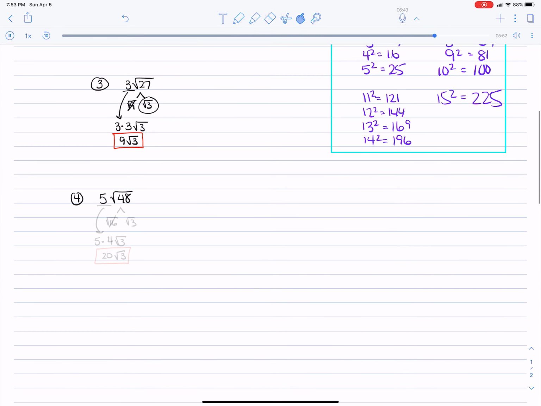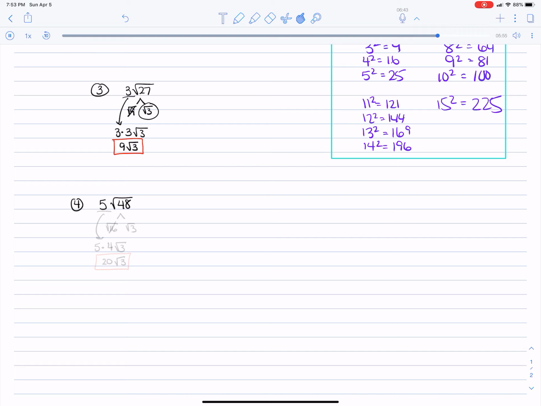All right, number 4, we have 5 radical 48. So we're going to factor down 48 into two factors and make sure that one of them is a perfect square. So 48 can be factored down to radical 16 times radical 3. Well, now 16 is a perfect square, so the square root of 16 is going to be 4 radical 3. But now we can't forget that this 5 was in front of my radical, so I have to bring this down to multiply it by my 4. So 5 times 4 is going to give me 20 radical 3.